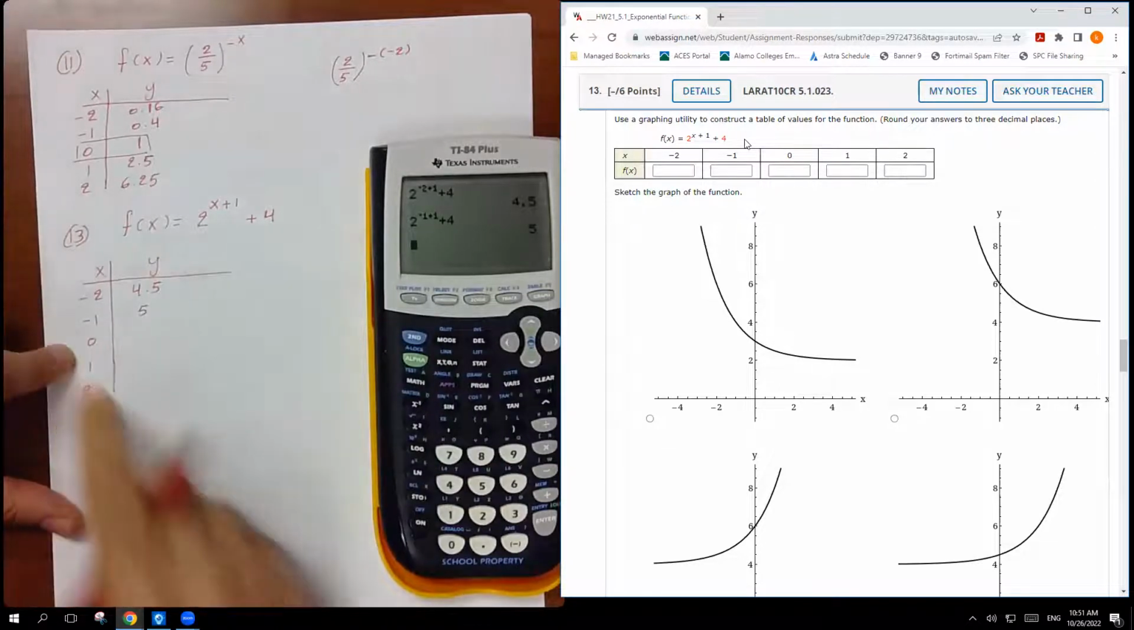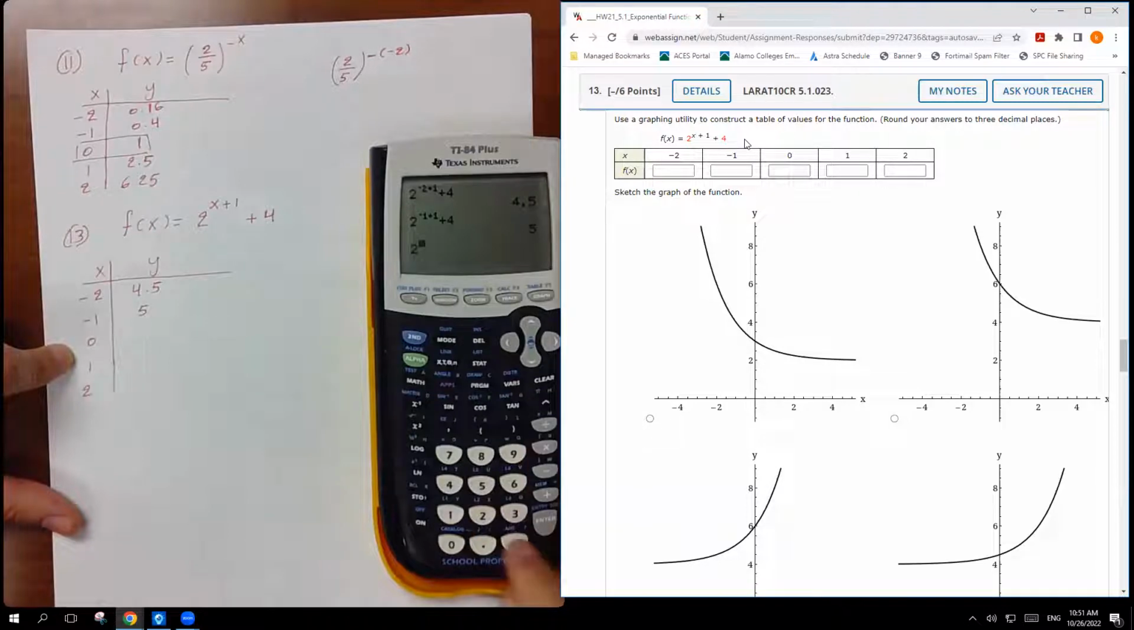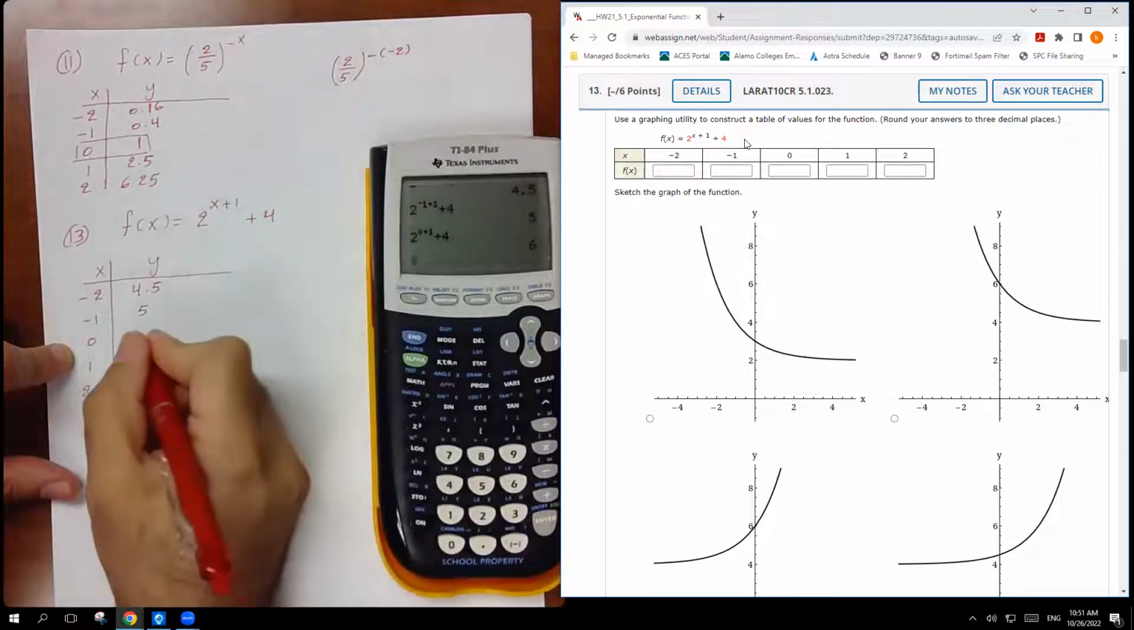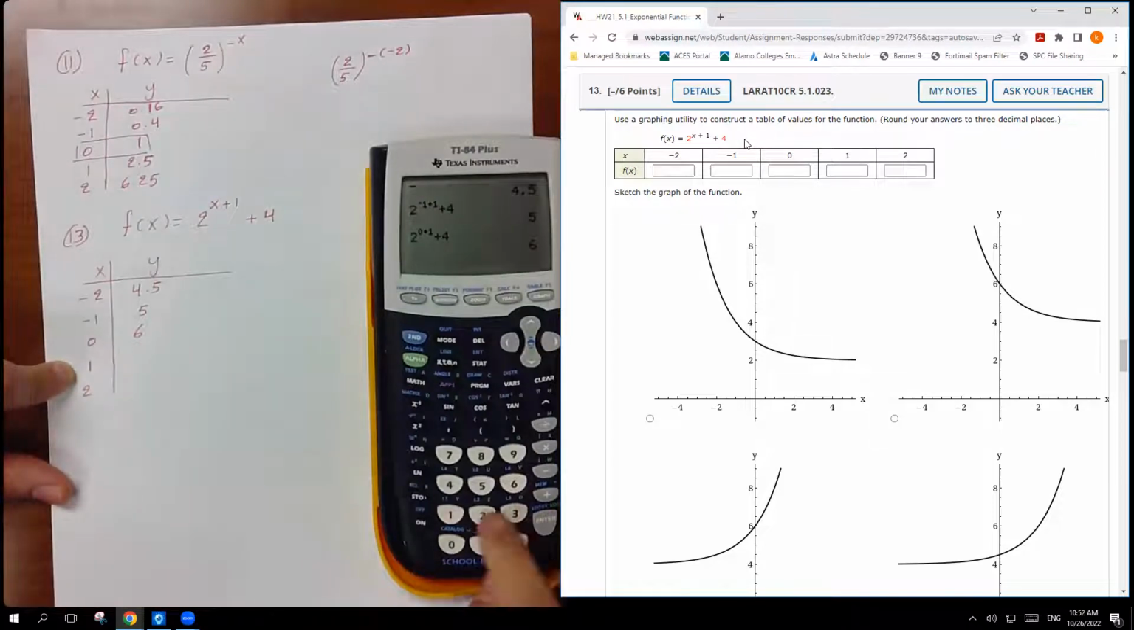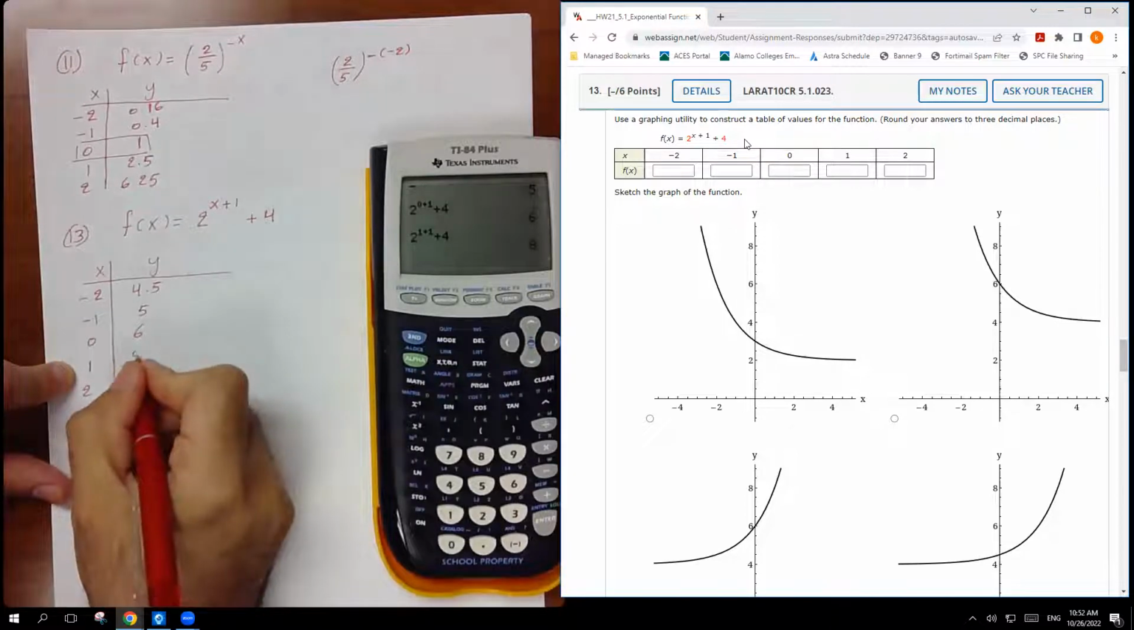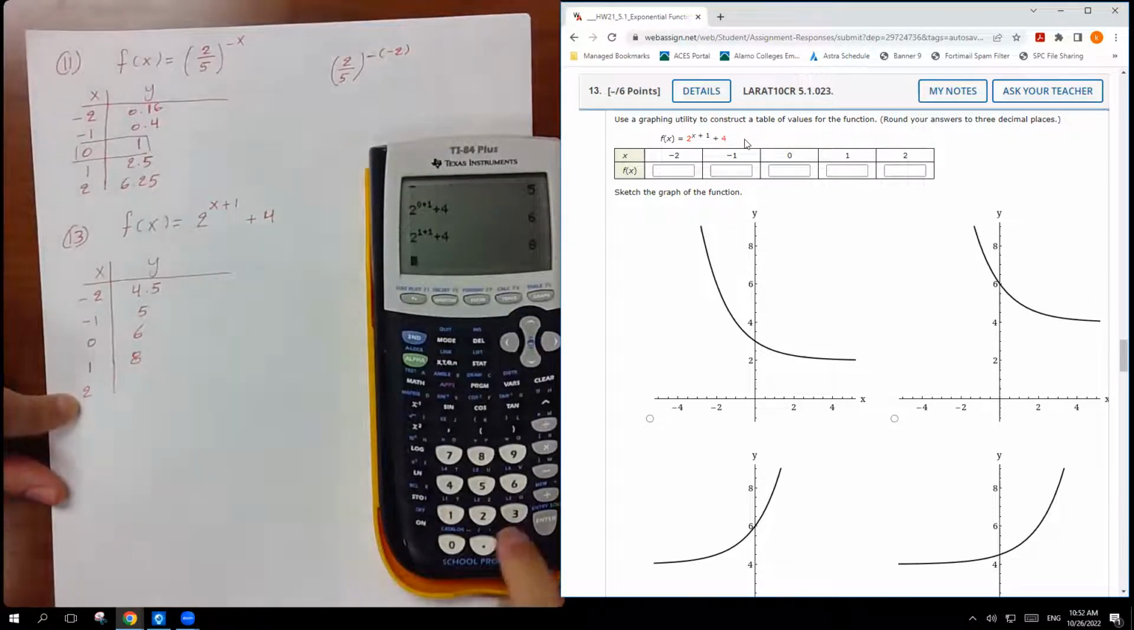Plug in the 0. So it's going to be 2 to the exponent 0 plus 1. Go down here plus 4. And the result is going to be 6. Now plug in the 1. So 2 to the exponent 1 plus 1. Go down plus 4. And the result is going to be 8. Plug in 2. So 2 to the exponent 2 plus 1. Go down plus 4. And the result is going to be 12.